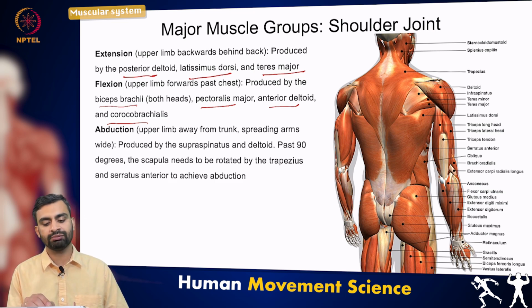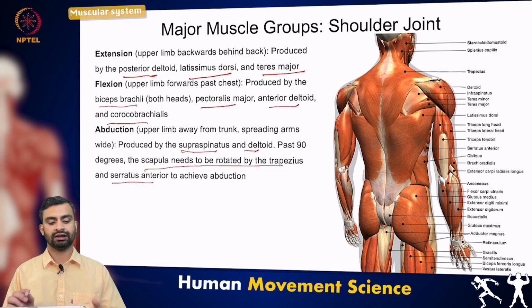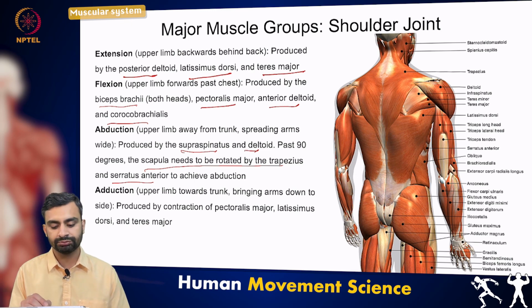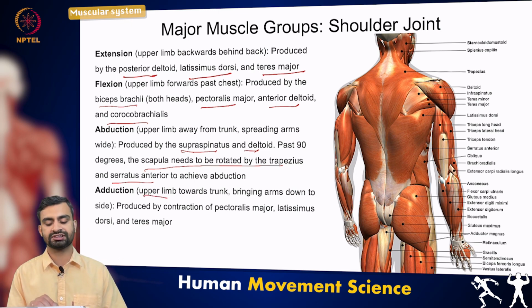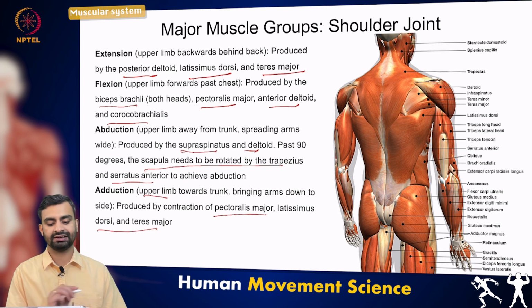Abduction, in which the upper limb moves away from the trunk, for example, spreading arms wide. This is produced by supraspinatus and deltoid muscles, and past 90 degrees the scapula needs to be rotated by the trapezius and serratus anterior to achieve the abduction. Adduction is another anatomical movement in which your upper limb moves towards the trunk, for example, bringing arms down to the side. This is produced by the contraction of pectoralis major, latissimus dorsi and teres major.